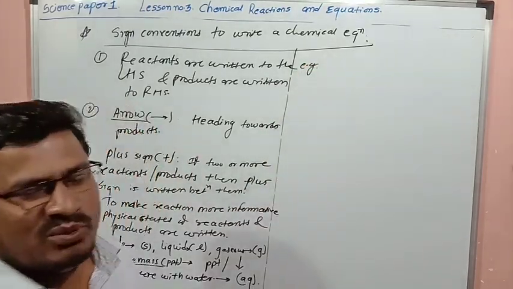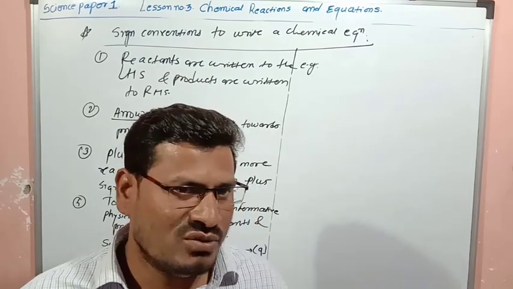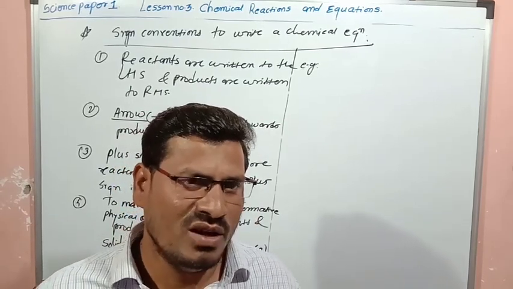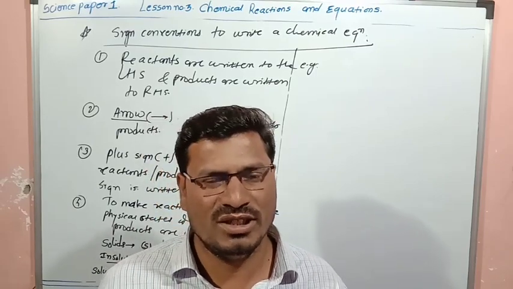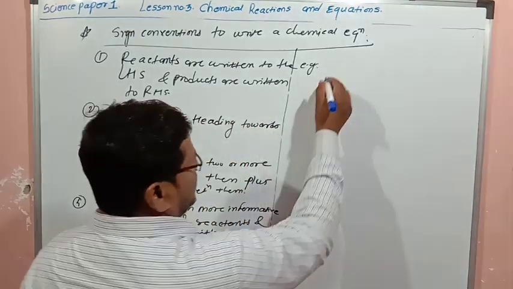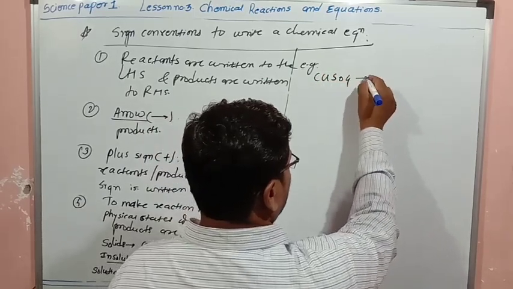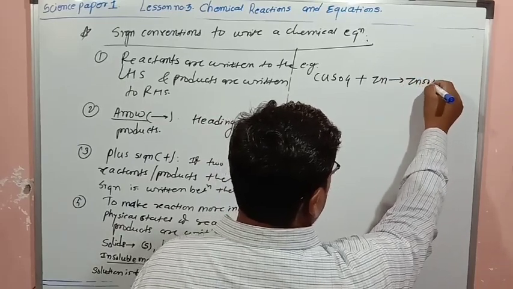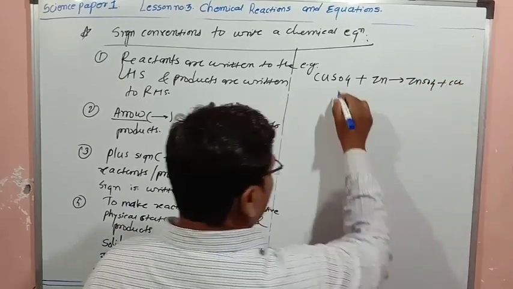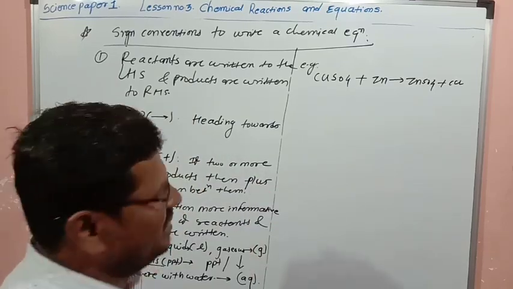Suppose we have studied this chemical reaction before, in which copper sulfate and zinc are reacted together, giving zinc sulfate plus copper. So the example we'll take is CuSO4 plus Zn, it gives ZnSO4 plus Cu. To make this reaction more informative, you have to write the physical state.